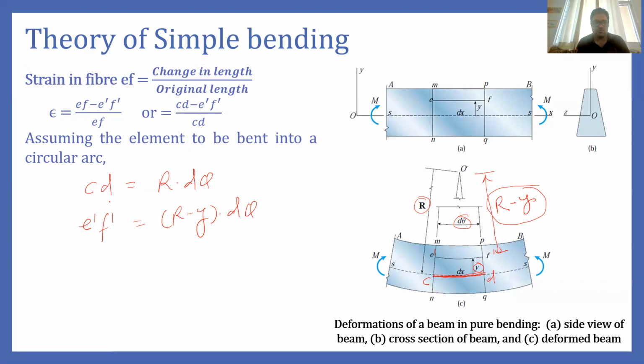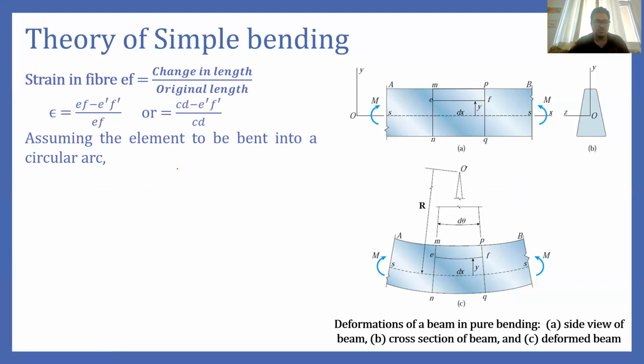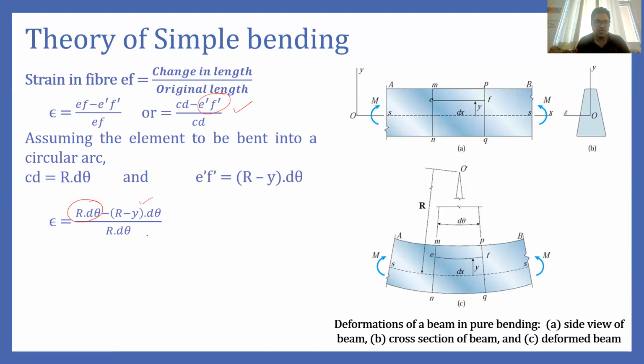So now we know the value of CD and EF in terms of the radius of curvature and the angle subtended. So we can replace these values in this equation and solve it further. CD is R d theta and E dash F dash is (R minus y) d theta. So putting this in the equation, we have CD equal to R d theta and E dash F dash equal to (R minus y) d theta. Similarly, CD is R into d theta. So we can further solve it.